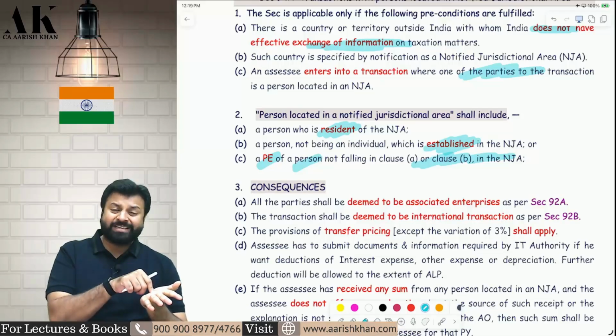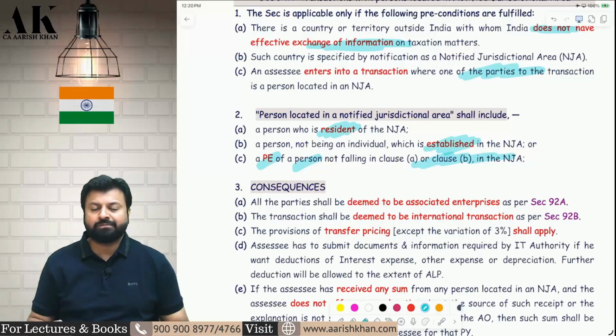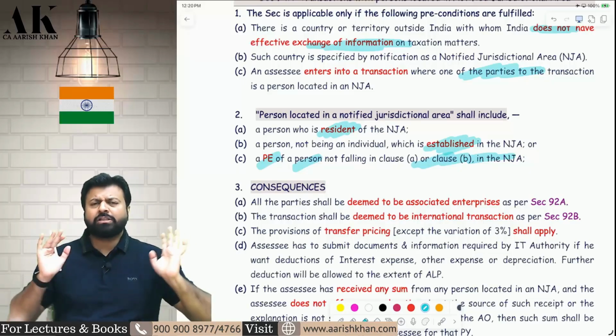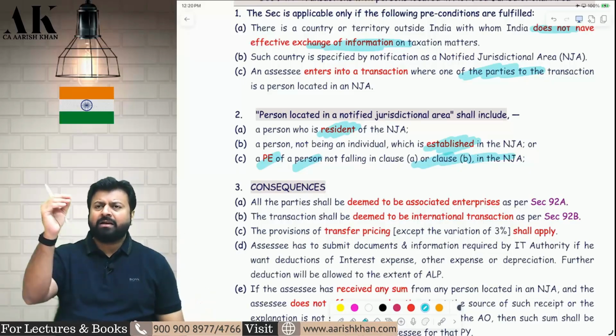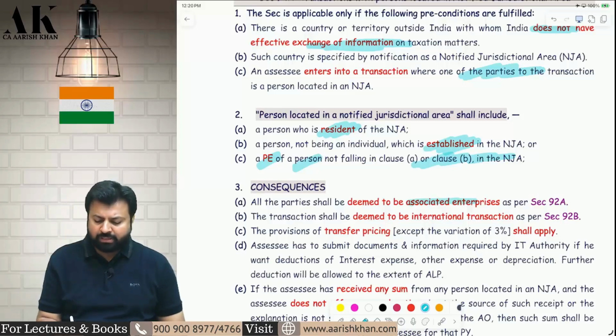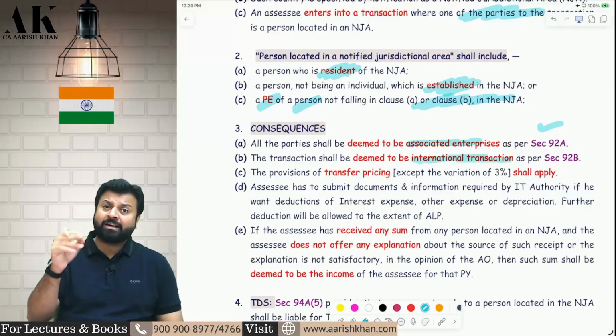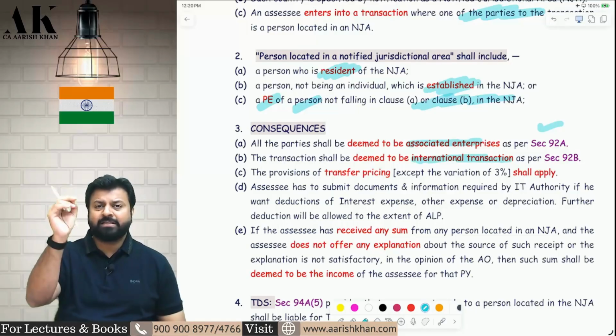So a person can be established or incorporated in an NJA, or it can also be a permanent establishment of a third nation. What are the consequences? So I am in India. There is a person located in an NJA. I am entering into a transaction with them. First of all, we both will be deemed to be associated enterprises. Deemed, yes. Don't check the percentage. Don't check the criteria of 92A. Directly associated enterprise. Second, the transaction will be deemed to be an international transaction. Directly deemed international transaction. Yes. Transfer pricing provisions apply.